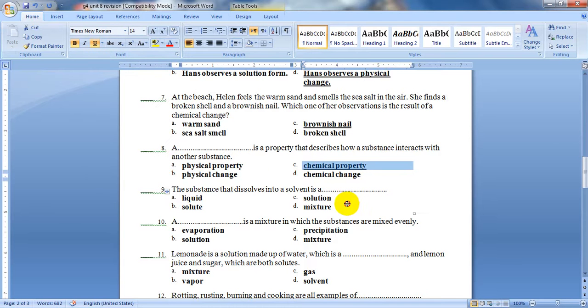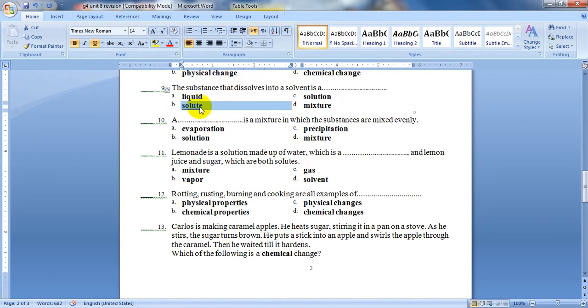The next one, number 9. The substance that dissolves into a solvent, as we studied in a solution, has two parts, a solvent and a solute, which dissolves inside the solvent. The next one, number 10. A space is a mixture in which substances are mixed evenly. We have just said that the special kind of mixture in which the substances are mixed evenly is called a solution, which is letter B.